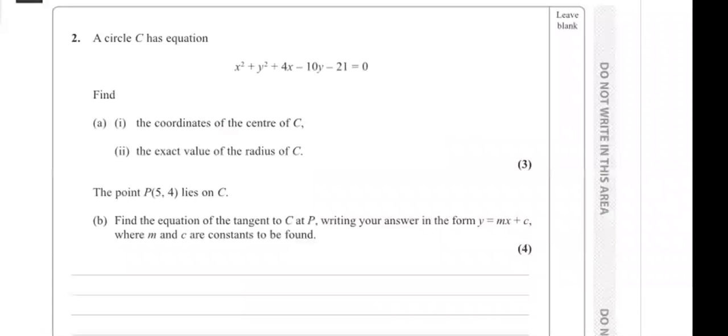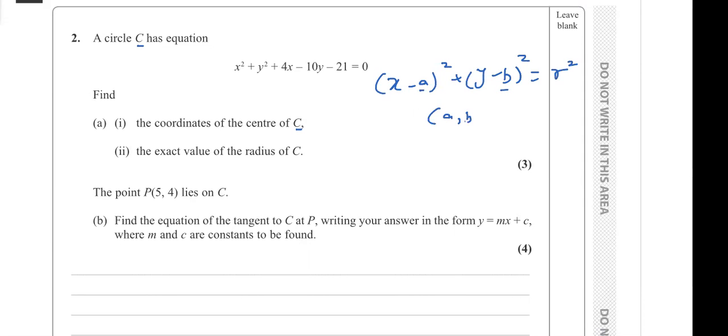Question number 2 is actually a very easy question. A circle C has an equation. This is the equation of the circle. Find the coordinates of the center. In general, the equation of a circle is (x minus a) squared plus (y minus b) squared equal to r squared. We say a and b is the center of the circle, while r is the radius of the circle.